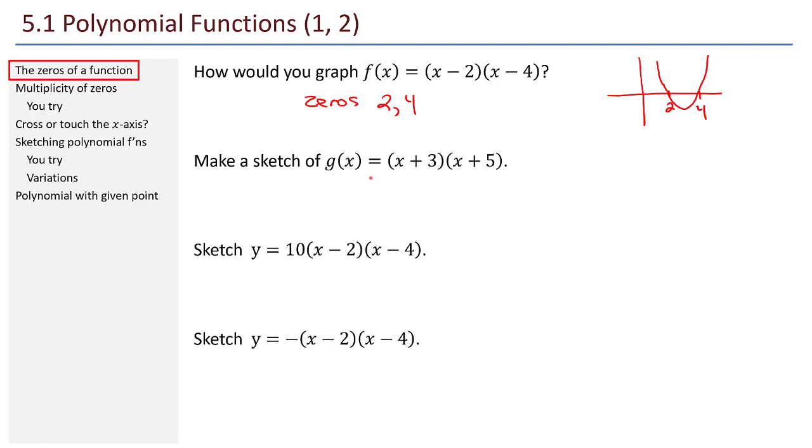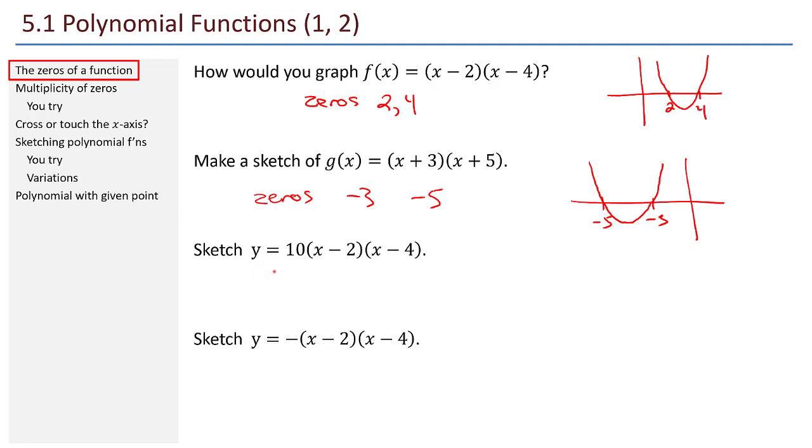How about the next one? Make a sketch of g of x equals x plus 3 times x plus 5. What are the zeros there? In this case, the zeros are negative 3 and negative 5. So I'll make some axes, identify negative 5 and negative 3, and put my parabola so it goes through those 2 points.